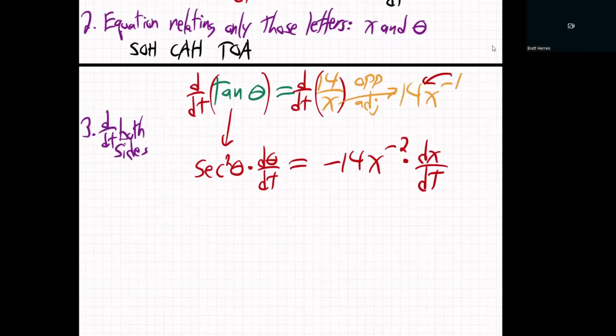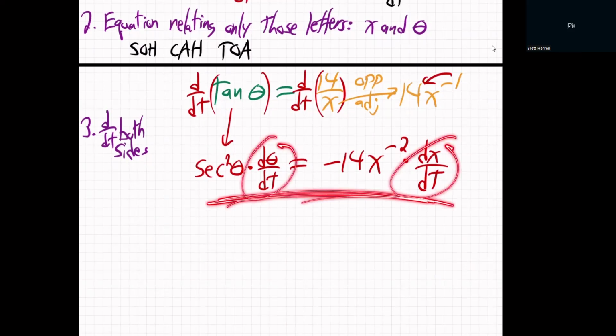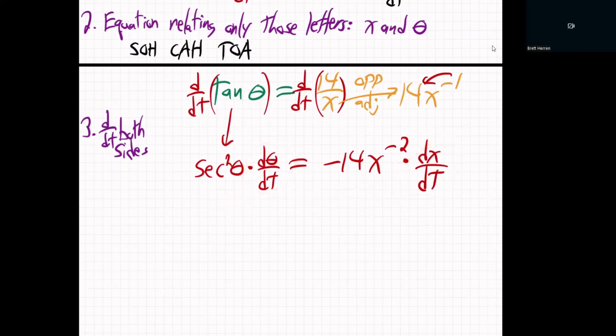So there we go. That's our related rates. This is how the rate dx/dt relates to the other rate dθ/dt. There we go. Now step 4, plug in the numbers.